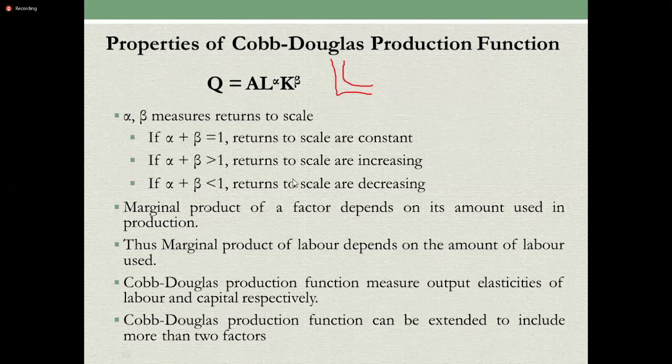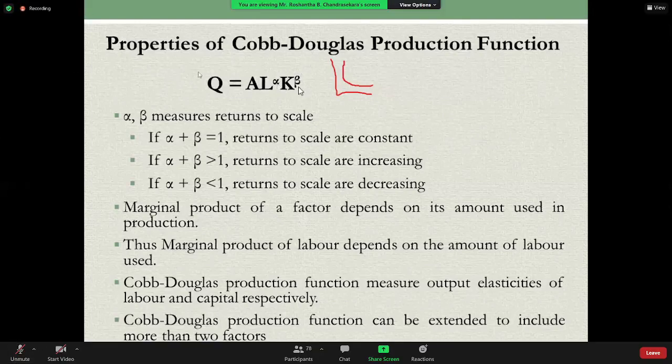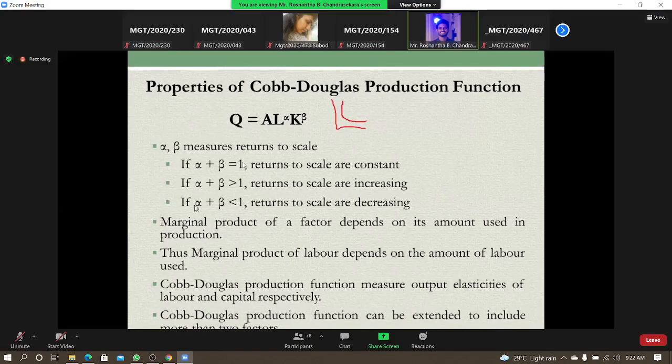So that is what is discussed here. Alpha and beta, or otherwise B and C, measure returns to scale. Alpha and beta mean the efficiency of labor and capital. Efficiency of labor is known as alpha. Efficiency of capital is known as beta.